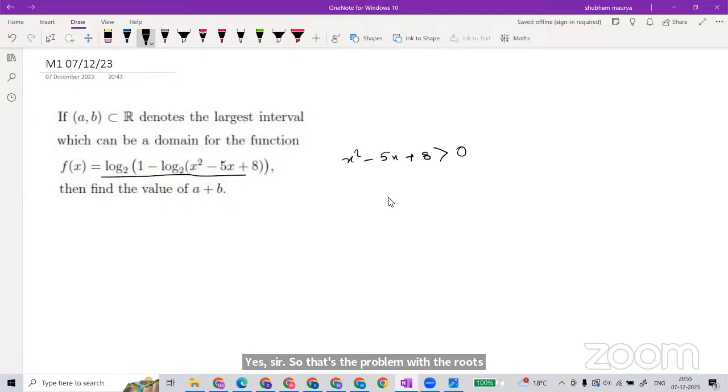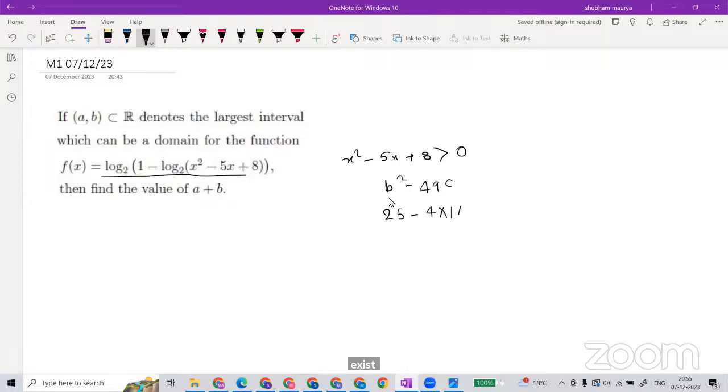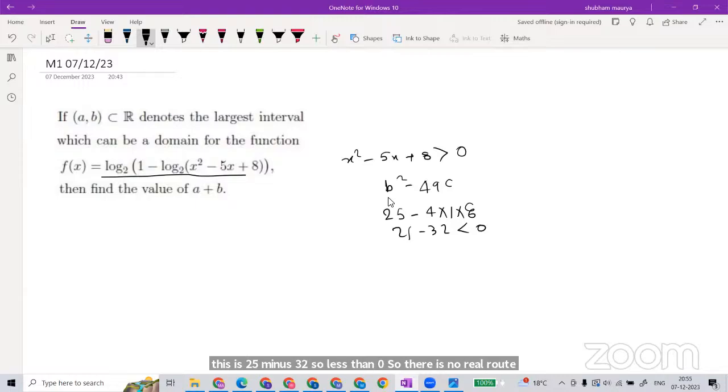I think the discriminant is less than 0. Ideally, the roots should not exist. The discriminant is b square minus 4ac, so b square is 25 minus 4 into 8, which is 32, so 25 minus 32 is less than 0. So the discriminant is negative, and there is no real root. Yes, sir, exactly.